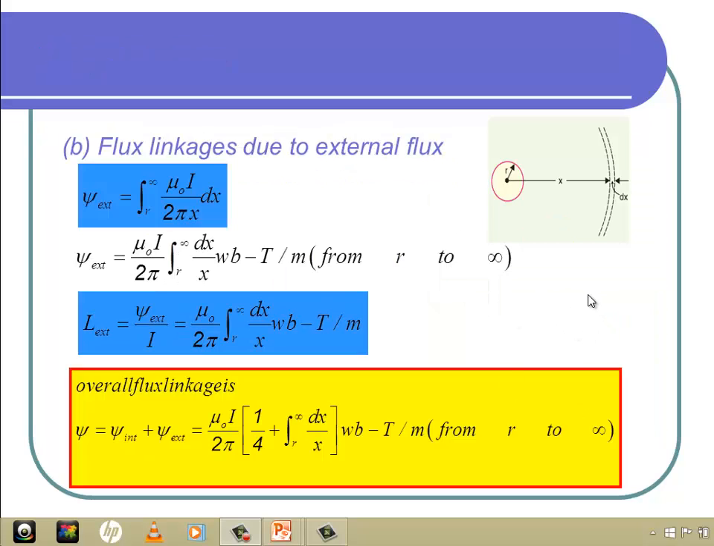Now we have to see the flux linkage for the external side, the total net flux linkage on the external side, that is from distance r to infinity. For this case, again we have to consider a circular path on the external side, and that distance is x meters from the conductor, and dx is the width of that considered circular path. So again we have to go back to calculating the flux linkage on that circular path.